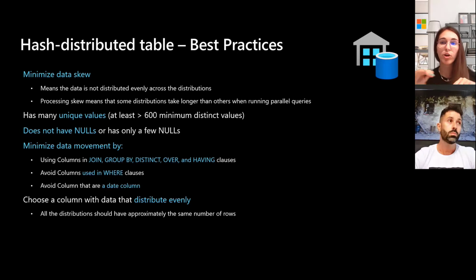So it means that not all of the 60 distributions will receive a value, because it's 50. So you will leave 10 with no value. So it's not a good column to distribute the data for. You should pick a column that allows the data to be distributed across the 60 distributions as evenly as possible.